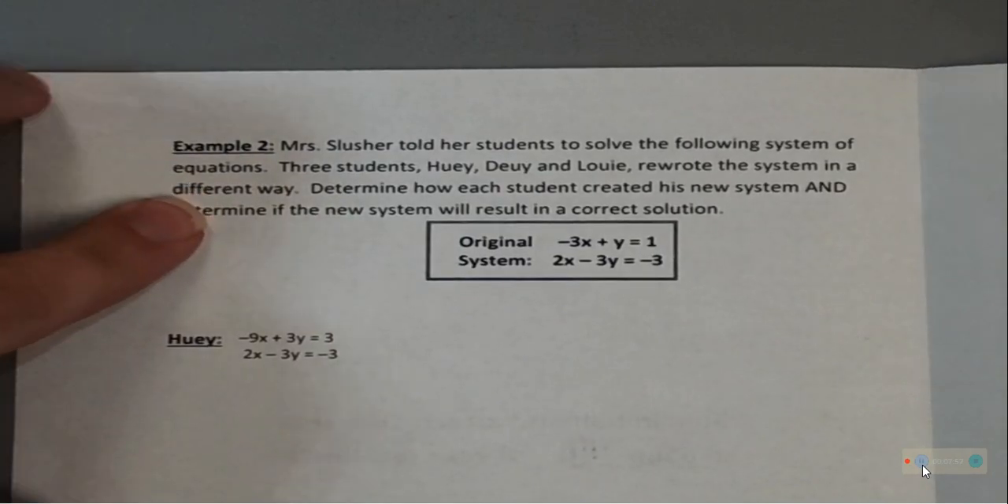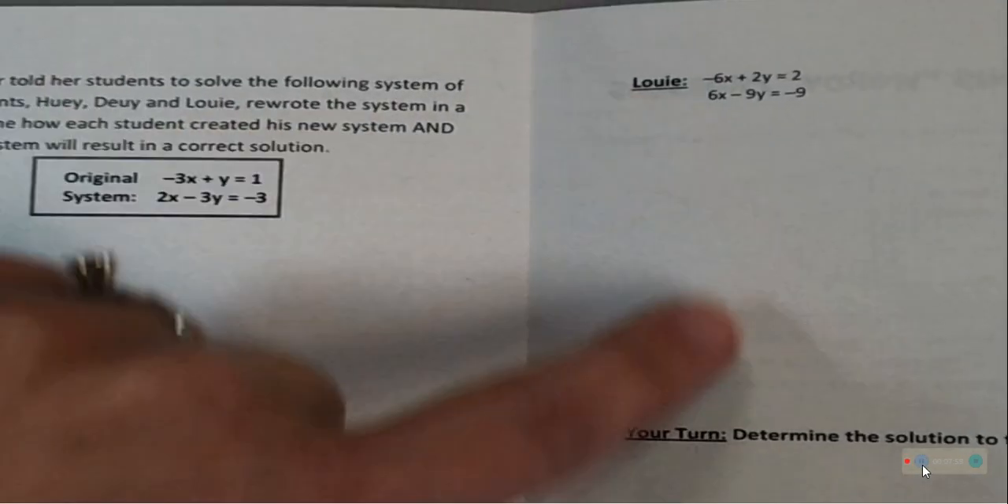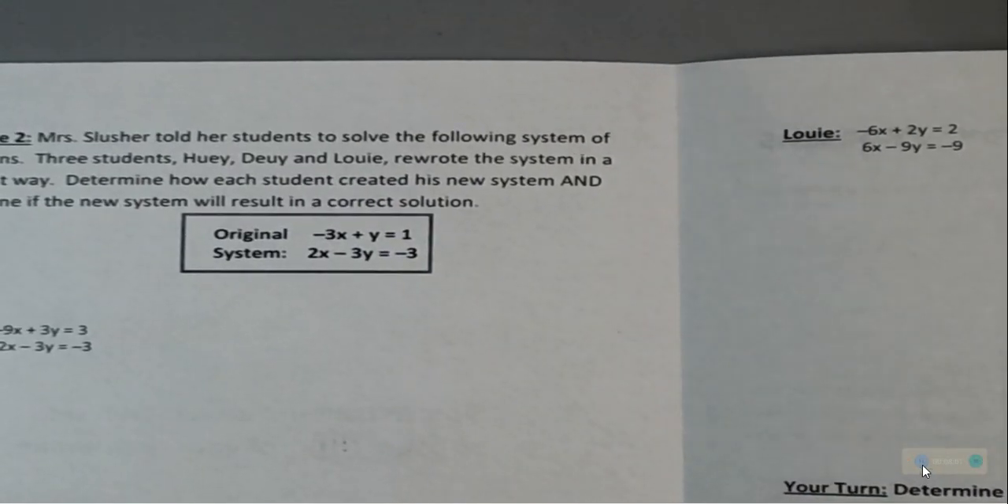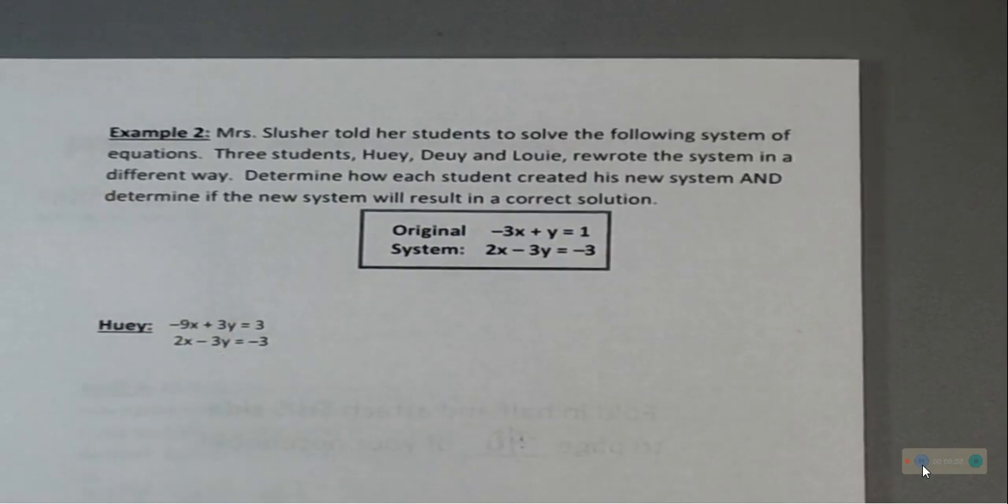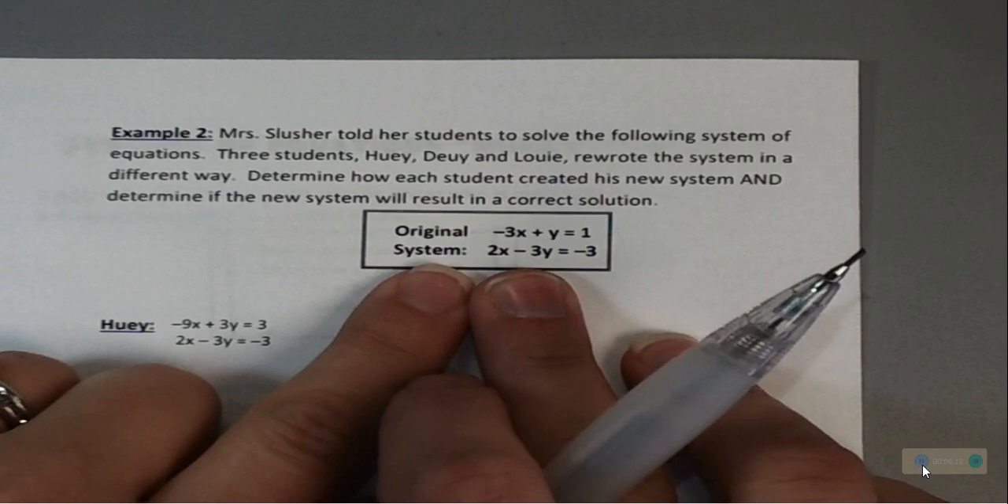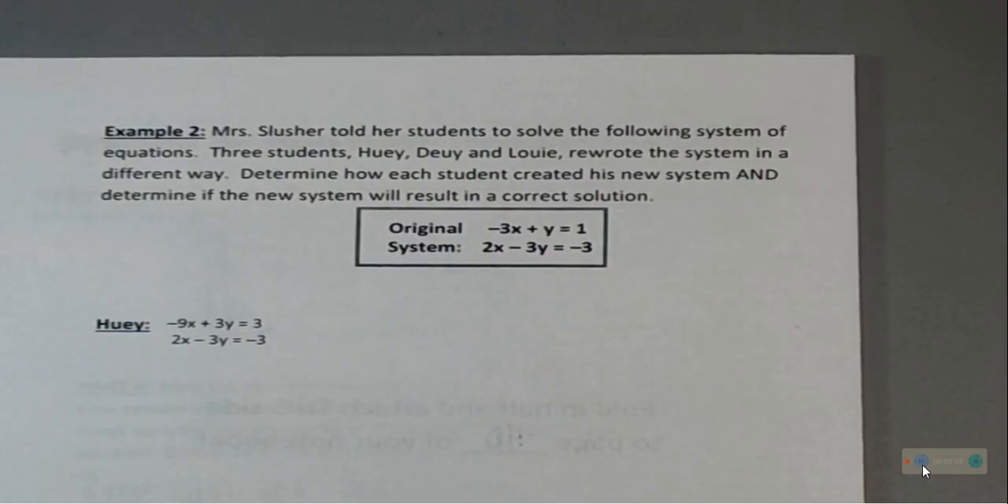Now, the next problem, example 2, involves 4 little parts. I didn't name it 4, but it all goes together. All right, so example 2 says, Ms. Slusher told her students to solve the following system of equations. Right there. That's the original system. 3 students, Huey, Dewey, and Louie.